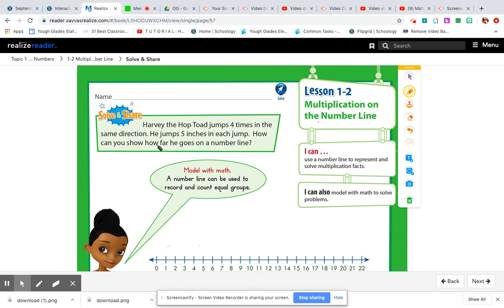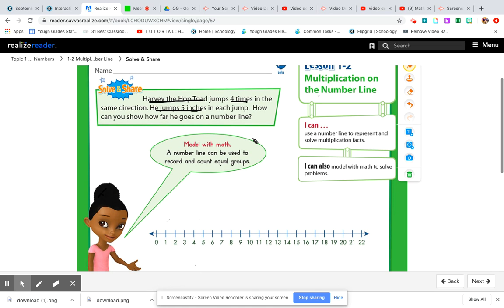So Harvey the hop toad jumped 4 times in the same direction. I want you to think of that as 4 groups. He jumped 4 times. He jumps 5 inches in each jump. How can you show how far he goes on a number line? So that's what we need to show.